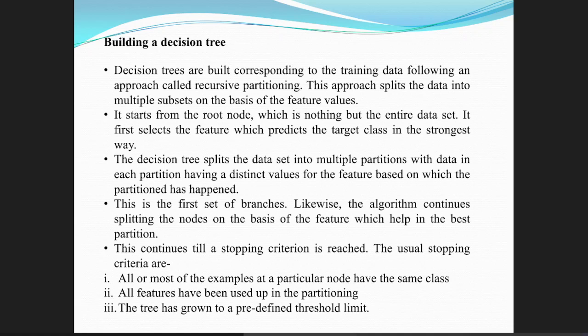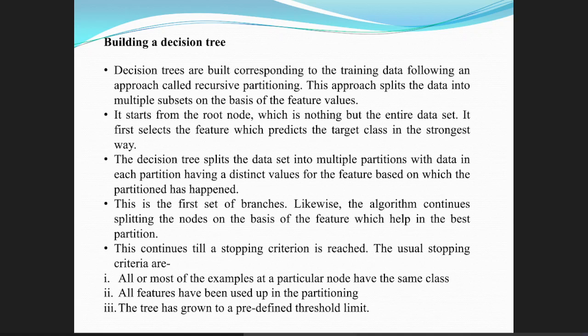Based on that, I will find the information gain, meaning the difference in entropy before the split and after the split. The attribute whose information gain is highest, I will consider as the first node, and accordingly I will split the data until the information gain becomes 0.